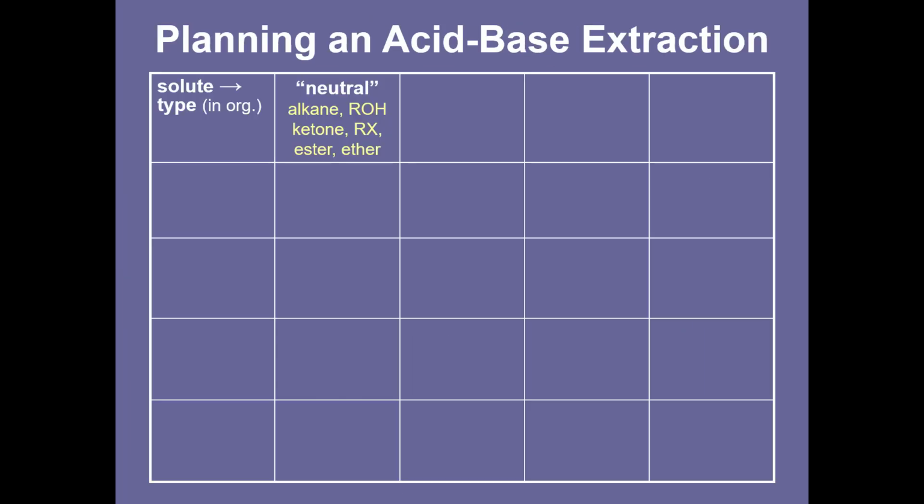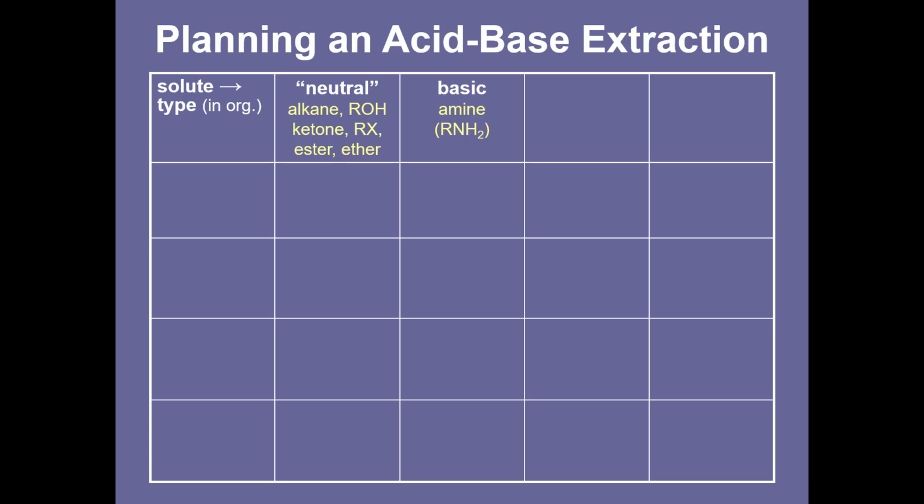When planning an acid-base extraction, we need to consider the various types of solutes that might be present in the organic layer. Neutral solutes are those that are neither acidic nor basic. This includes a wide variety of functional groups, including alkanes, alkenes, alcohols, ketones, alkyl halides, esters, and ethers, for example.